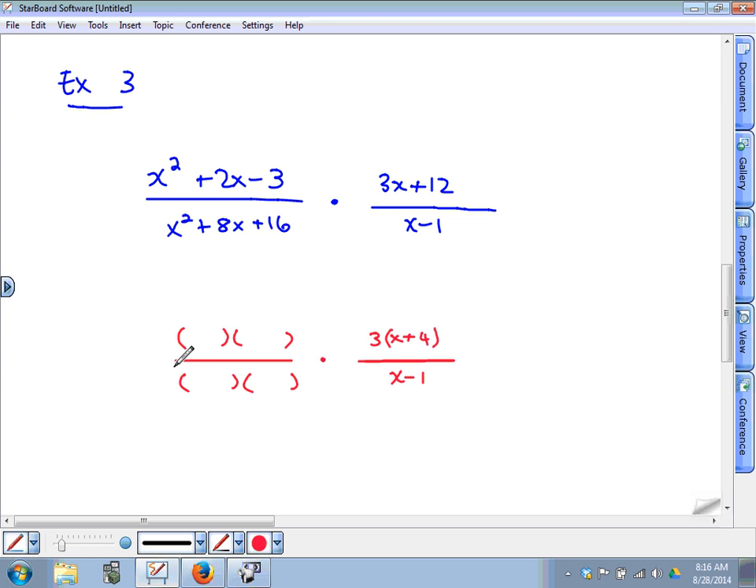So x squared plus 2x minus 3, that's going to be x plus 3 times x minus 1. x squared plus 8x plus 16. Hey, that's a perfect square trinomial. x plus 4 times x plus 4. A perfect square trinomial means it's a trinomial that factors into two identical binomials. x plus 4 times x plus 4.